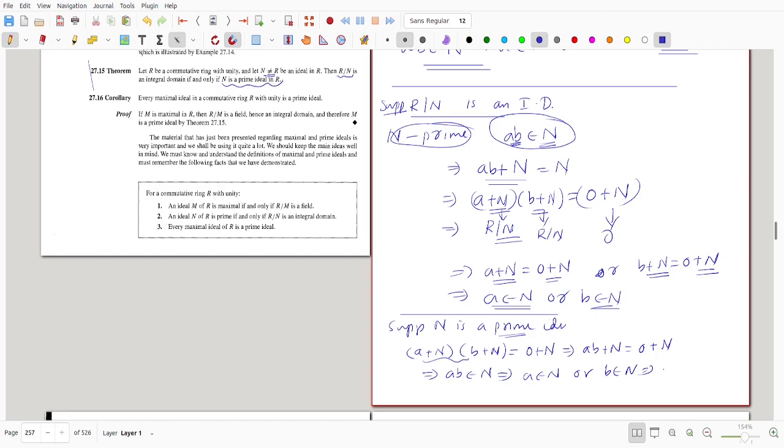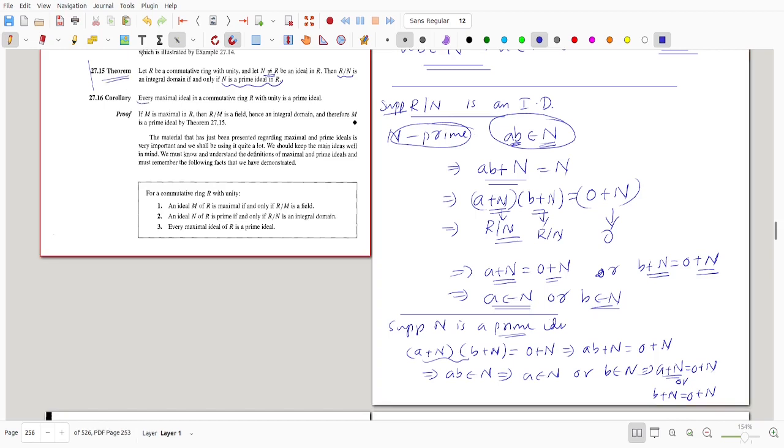A belongs to N means the coset containing A is the same as 0 plus N, or B plus N is equal to 0 plus N, which shows that either A plus N is equal to 0 or B plus N is equal to 0. So whenever a product is 0, then you can get one of them as 0. This proves Theorem 27.15.